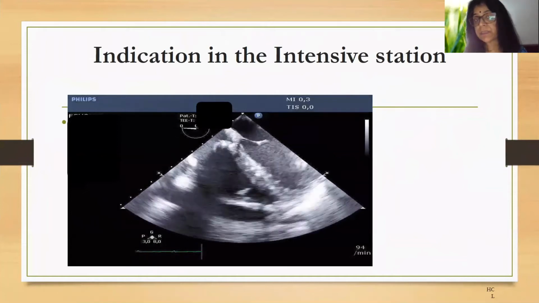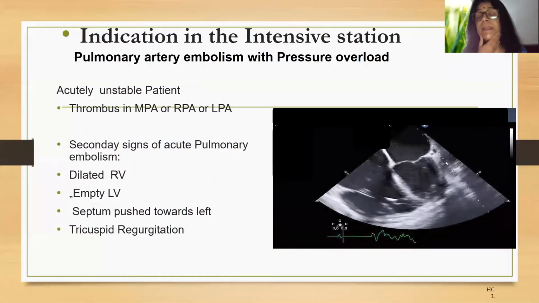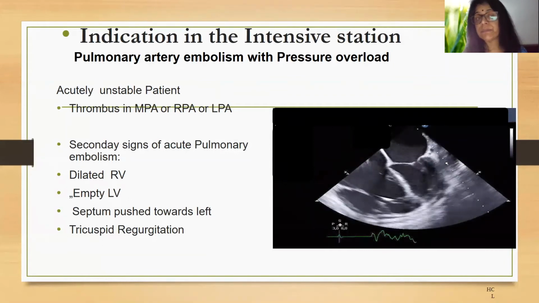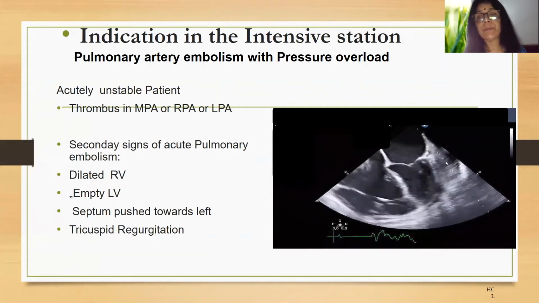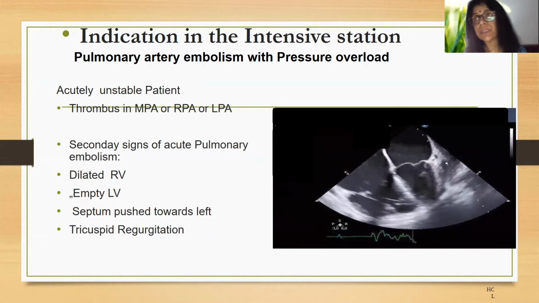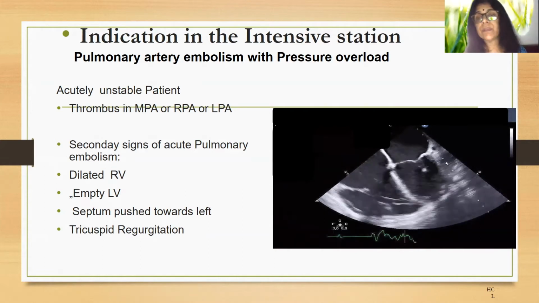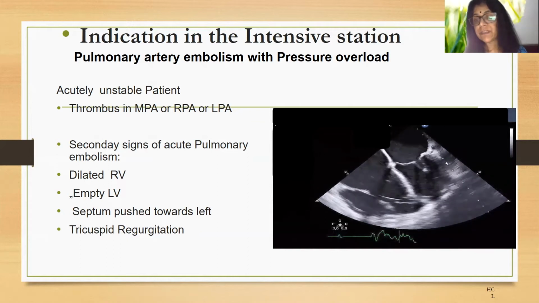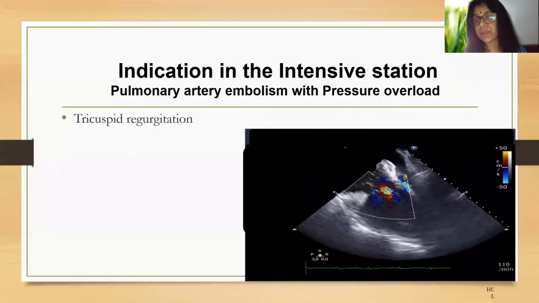getting compromised. Other than that, you have pulmonary artery embolism, a very acutely unstable patient. You may have a thrombus in the MPA or the right or the left PA. Patient will have signs of acute pulmonary embolism, which is a dilated RV, as you see in this picture, an empty LV, septum pushed towards the left, and of course, a tricuspid regurgitation.